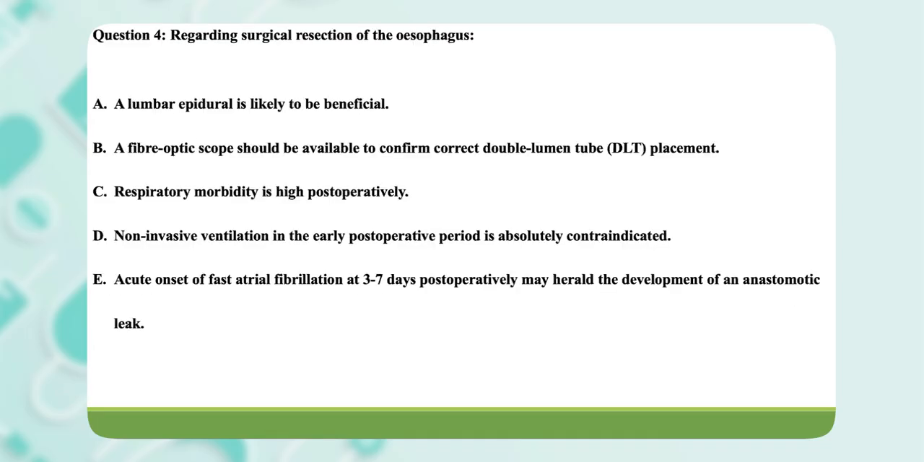Now, regarding the surgical resection of the esophagus: lumbar epidural is likely to be beneficial. Fiber optic scope should be available to confirm correct double lumen placement. Respiratory morbidity is high postoperatively. Non-invasive ventilation in the early postoperative period is absolutely contraindicated. Acute onset fast atrial fibrillation at 3 to 7 days postoperatively may herald development of an anastomotic leak.